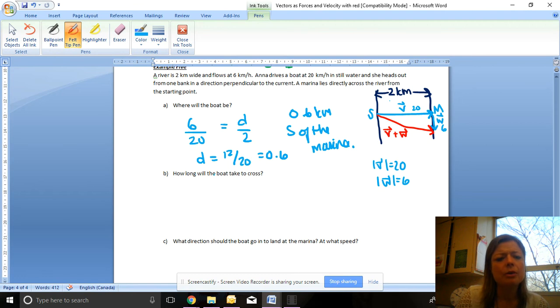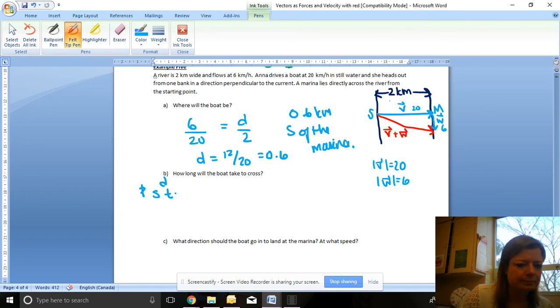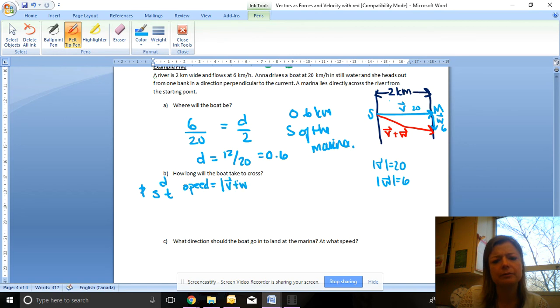Okay? How long will the boat take to cross? Well, that is the time of this resultant vector. So remember our distance, speed, time diagram. If we can find the speed and we can find the distance, then we can find the time, okay? So we're going to use the Pythagorean theorem using the 2 different lengths we know of the triangle. So to find the speed, that's the magnitude of v plus w, which in this case is just the square root of 20 squared plus 6 squared, which gives us 20.9 kilometers per hour, okay?